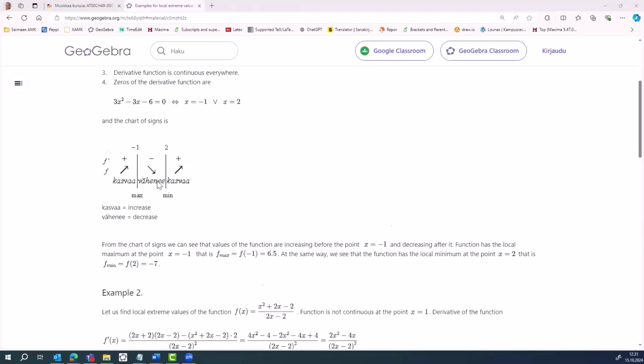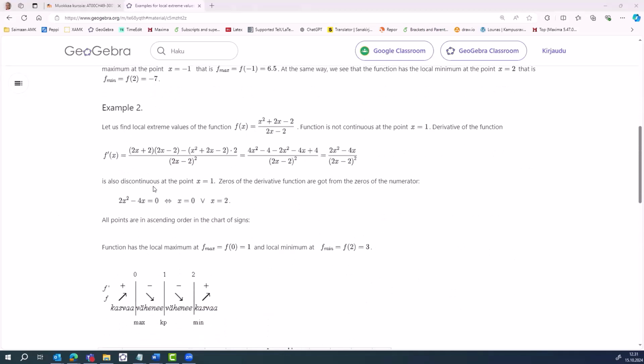The example 2 maybe is a little bit more complicated because it's a constant form. We have a denominator. We cannot divide by 0, meaning that this cannot be 0, meaning that x cannot be 1.